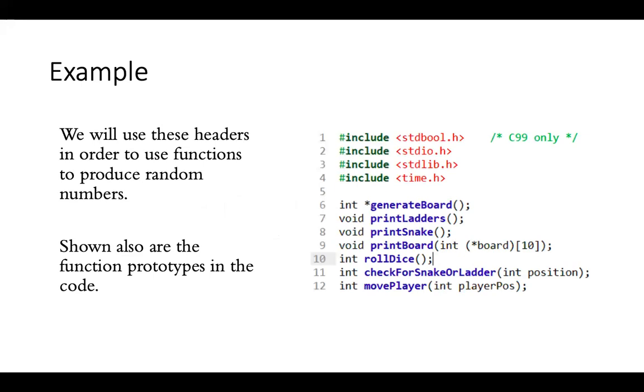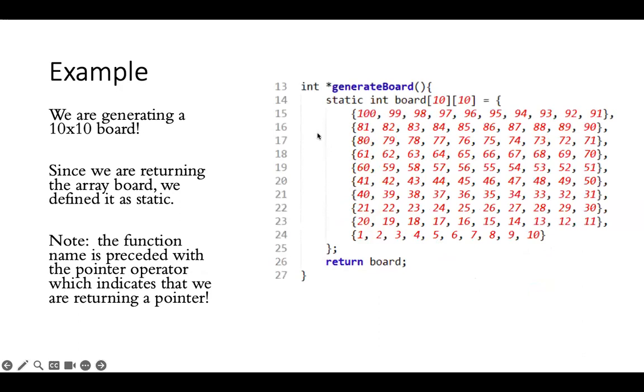So we will be using these headers in order to use functions to produce random numbers, and then the stdbool. And then the other libraries that we have, the stdio, stdlib, and then the time. So shown also are the function prototypes in the code. I have already shown you this. And we are going to generate a 10 by 10 board.